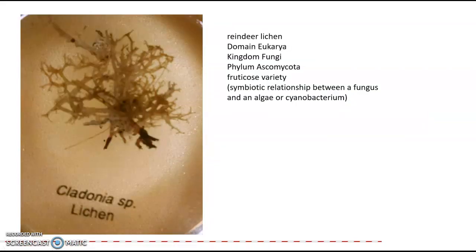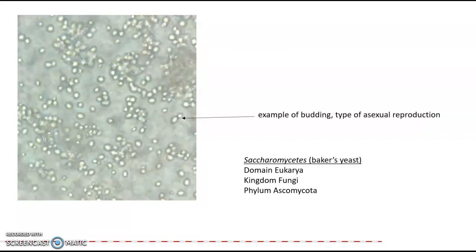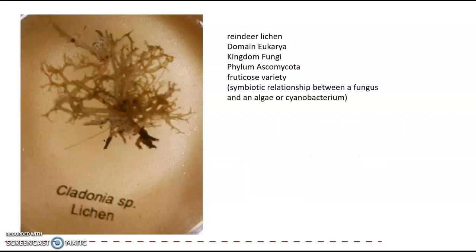And then here, this starts the fungi. Let me make sure I don't have any more. Yeah, this starts the fungi, so I'm going to stop here because this will not be on Lab Practical 1.